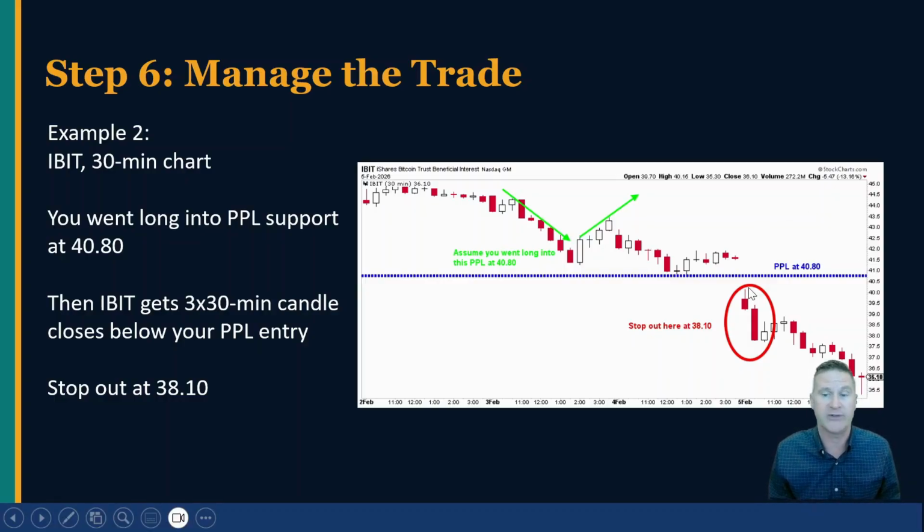Now here we are, all of a sudden we get a big gap down, and we have 3 full candles against our position. So we're going to stop out at 38.10 in this example.